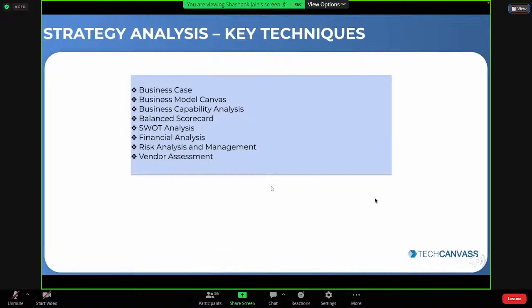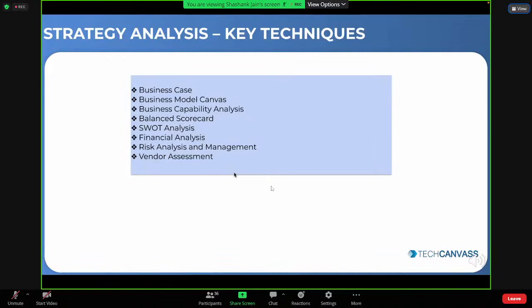risk analysis and management, a very relevant technique when it comes to assessing risk, and vendor assessment as well. While you are working on the change strategies and finding a new vendor, a BA needs to know the technique of vendor assessment, where you have to assess how much knowledge and expertise a vendor has, what licensing and pricing models they have, what their position in the market is, any terms and conditions they have, and their experience, reputation, and stability in the market. That's why vendor assessment is also an important technique.